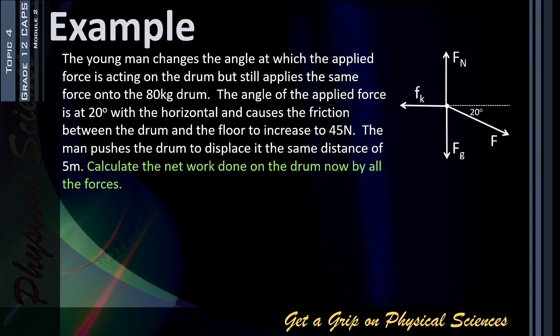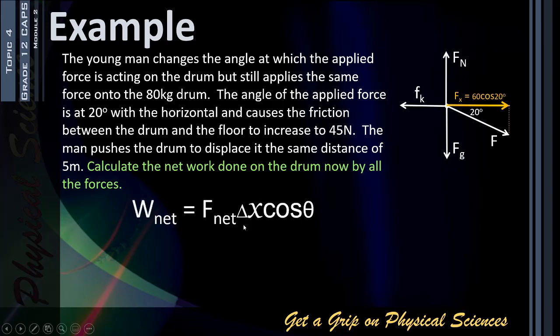In the free body diagram, we can see that this force is applied now at an angle of 20 degrees to the horizontal. Kinetic friction also increased to 45 Newton opposite to the displacement. So if we have a force applied at an angle, we start to calculate the horizontal component of that applied force. And we use this horizontal component together with the friction to calculate the net force applied to the object.